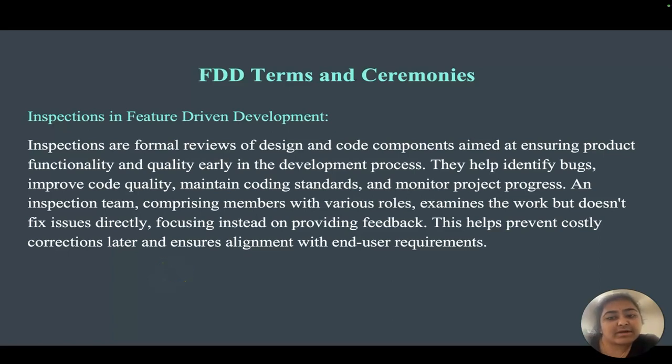They mostly help in identifying the bugs, improving the code quality and the coding standards, and monitoring the project progress. In an inspection, team members with various roles examine the work, but they do not fix it directly. They focus on providing feedback, and this helps in preventing costly corrections later and ensures alignment with end user requirements.